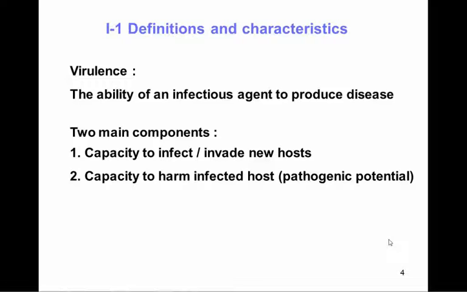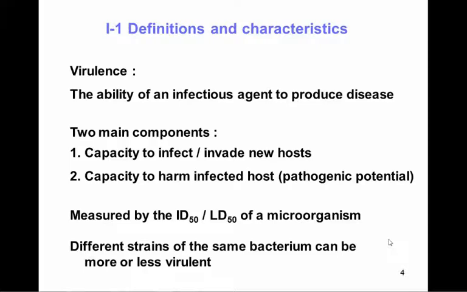And there are two main components to virulence. One is the capacity to infect or invade or colonize new hosts. You might call this a kind of infectious potential. And the second is the capacity to harm the host, to damage the host. And this is really the pathogenic potential. So for any kind of infectious pathogen, both of these need to occur. Now you can measure these experimentally by determining the ID50, the 50% infectious dose, and the LD50, the 50% lethal dose of the microorganism.